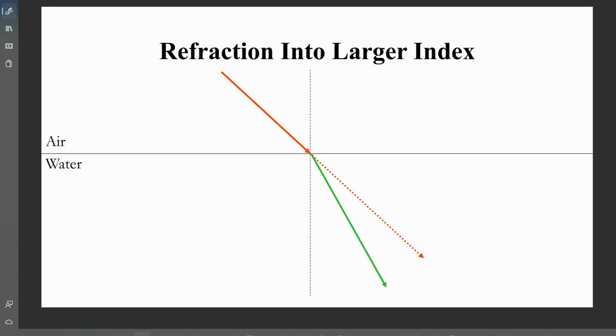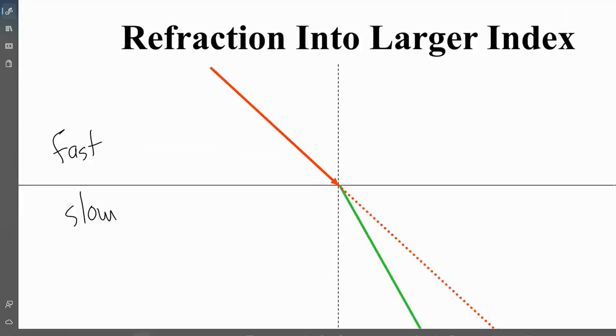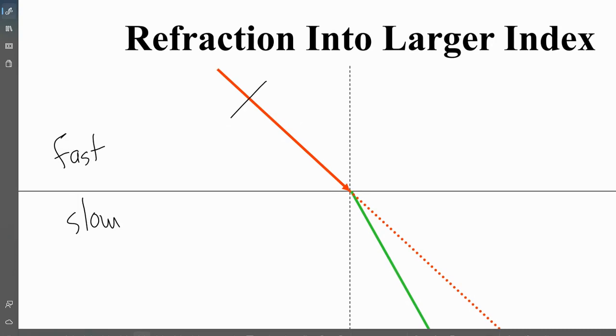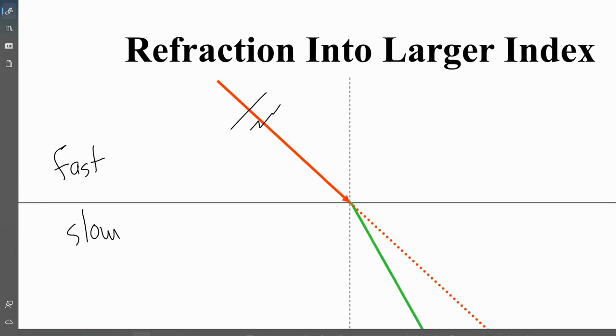Okay. When something is refracted into a larger index of refraction, right? That means we're going from fast light to slow light. So remember, if we draw our little wave fronts here, all right, so the wave fronts are perpendicular.